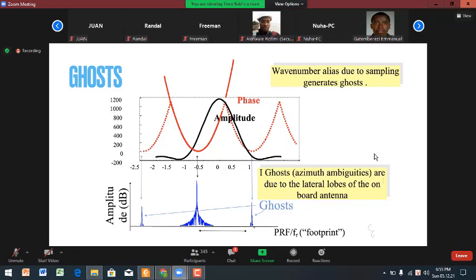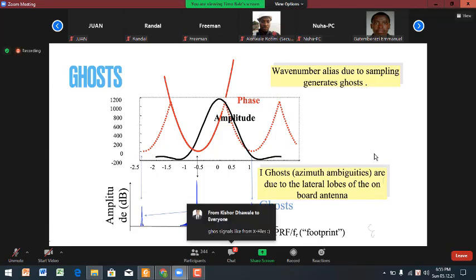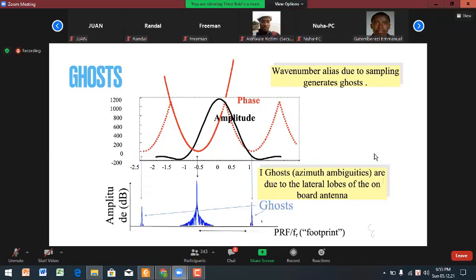Okay, and sometimes we use that term ghost also for other signals which you just cannot explain. And unfortunately, in SAR remote sensing, there are several ghosts and signals that we cannot really always explain, right? Okay, so one is that at the edge of the footprint. I will show you an example of that soon.